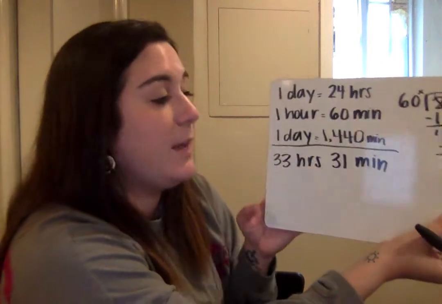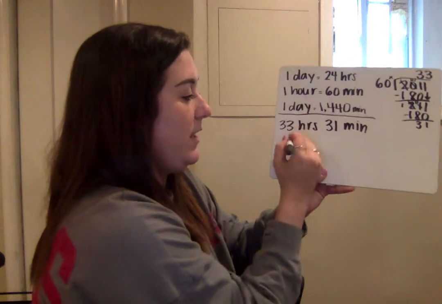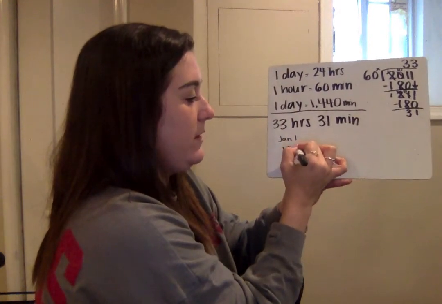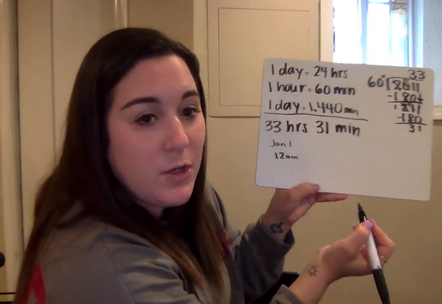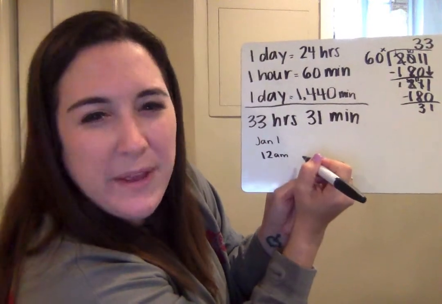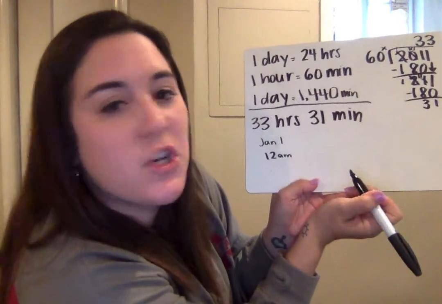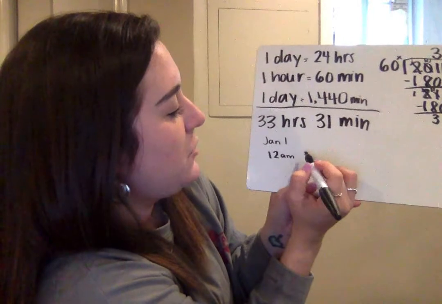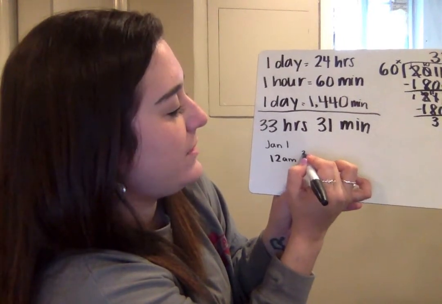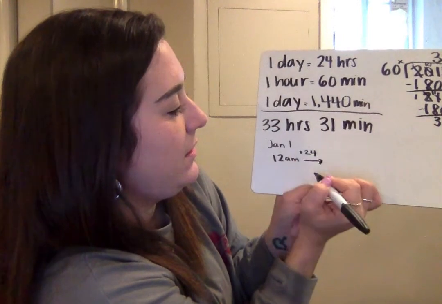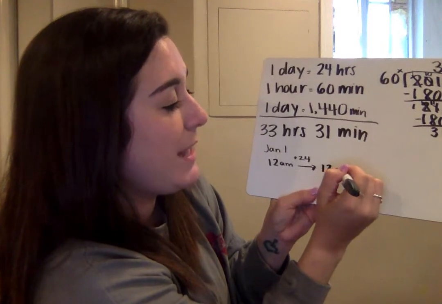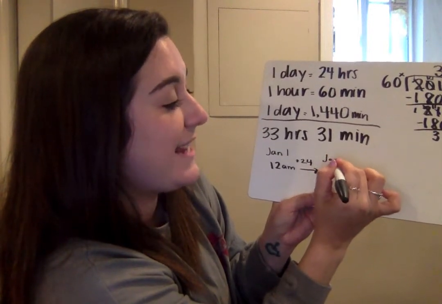Okay? So I know I have way more than one day here because I have 33 hours. So that means I'm going to count from, okay, I'm starting at midnight on January 1st at 12 a.m., right? And now I'm going to add 24 hours, and I'm kind of going to use that arrow method that kind of goes back to 3rd grade, but it's just to show my work. However you showed it is okay. So I'm going to say, okay, if I add 24 hours to that, I'm going to now be at 12 a.m. I'm going to be at midnight on January 2nd, right?